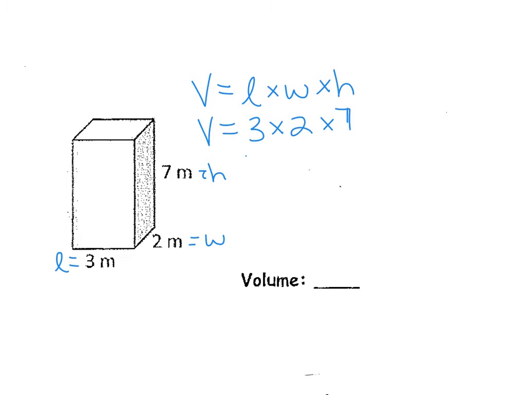3 times 2 is 6. 6 times 7, 42. But what's my unit this time? It's not centimeters, it's meters cubed, or cubic meters. So my volume for this rectangular prism is 42 cubic meters. Make sure everything I did, you did as well.